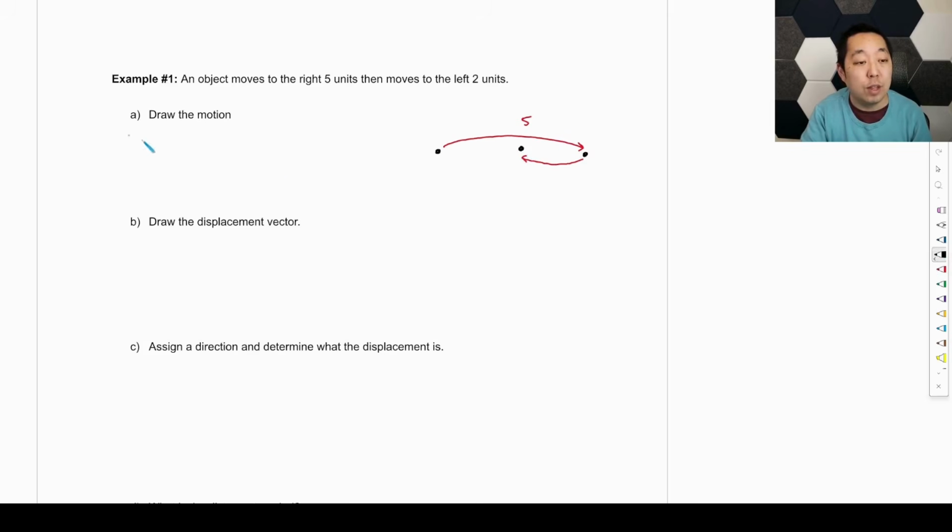Okay, so draw the motion. Boom. That's all you have to do. It doesn't have to be a fancy drawing. It just needs to be an illustration of what you think the motion looks like. Just a bunch of dots. You don't have to be a great illustrator.